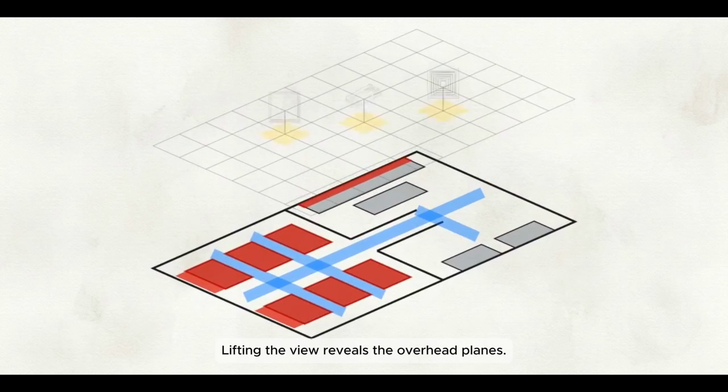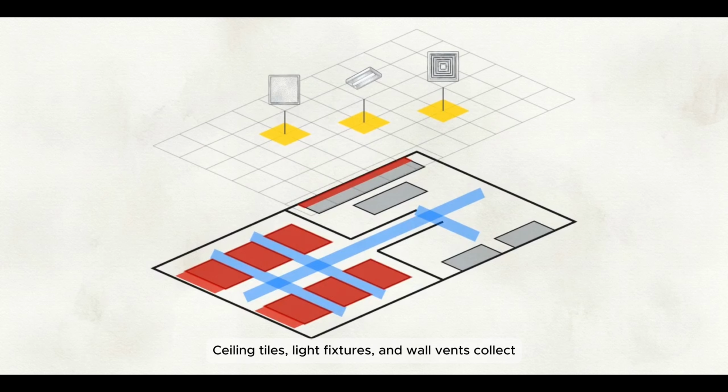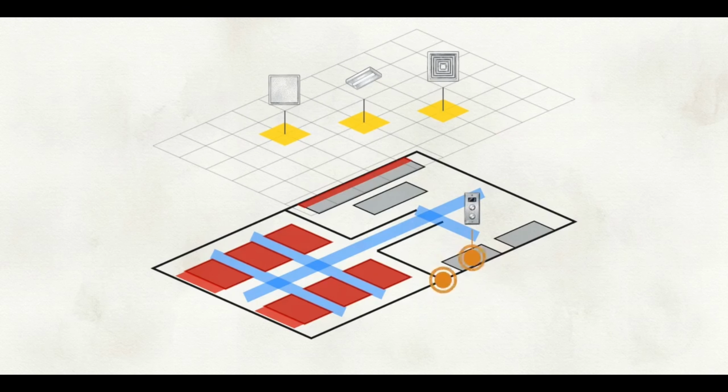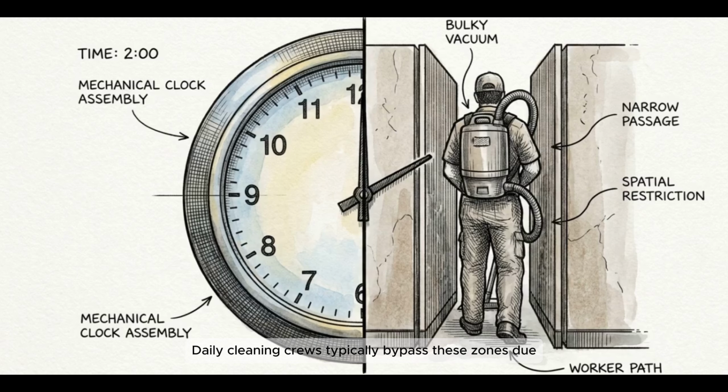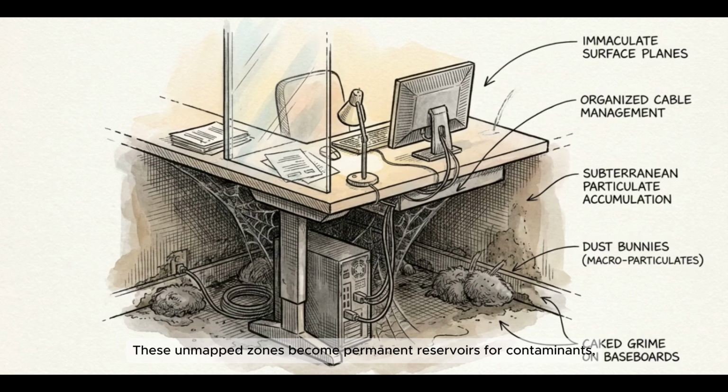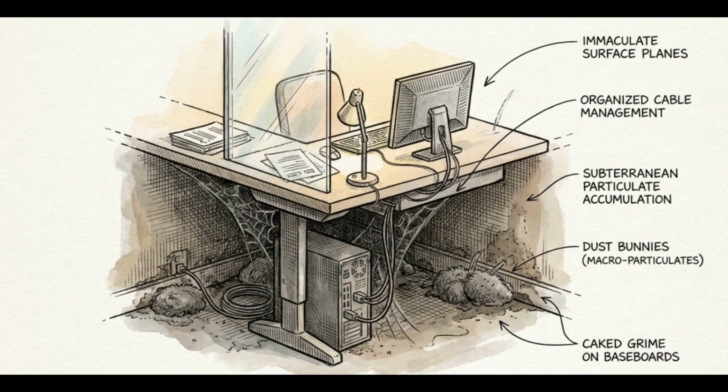Lifting the view reveals the overhead planes. Ceiling tiles, light fixtures, and wall vents collect significant particulate loads. Down below, high-touch transition points, like lift buttons, act as primary contamination vectors within the ecosystem. Daily cleaning crews typically bypass these zones due to nightly time constraints and difficult physical access. These unmapped zones become permanent reservoirs for contaminants, compromising the building's environment regardless of how clean the desks appear.